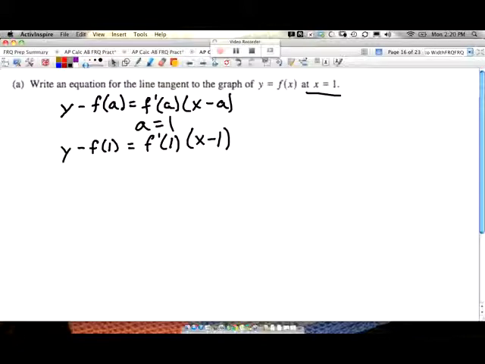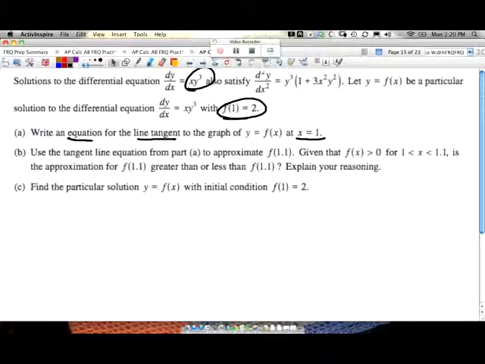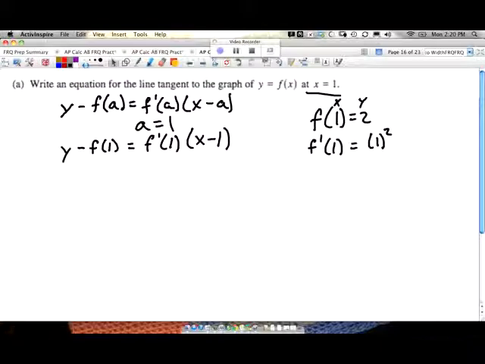So f of 1 equals 2. And f prime of 1 is going to be, this is my x, this is my y. It's going to be 1 squared, or is it cubed? Well, it doesn't really matter because it's 1. No, it's just 1 times 2 cubed, because this is x y cubed for the derivative, which is 8 if I want to simplify, but I don't have to.